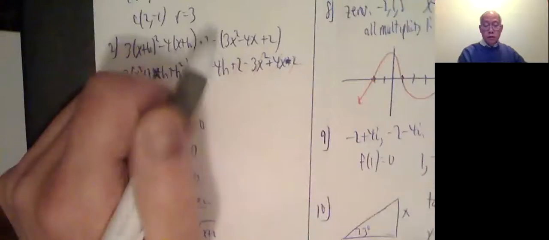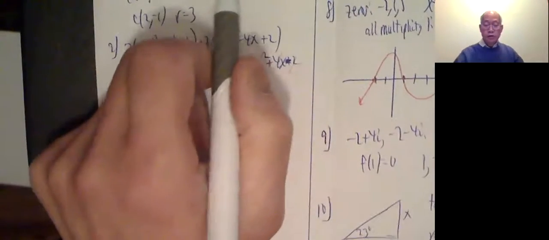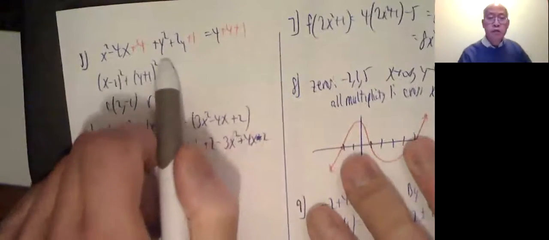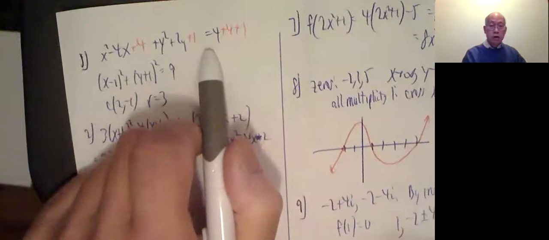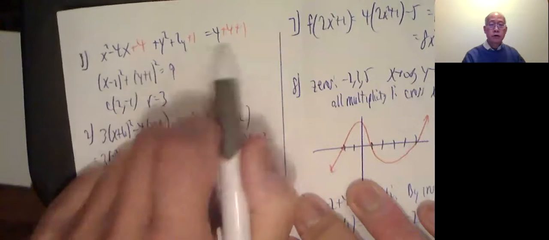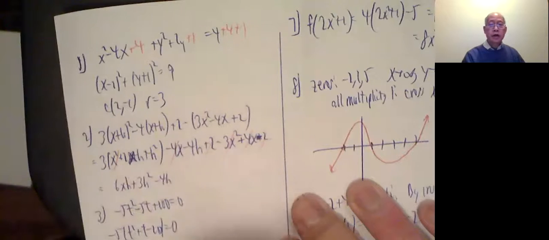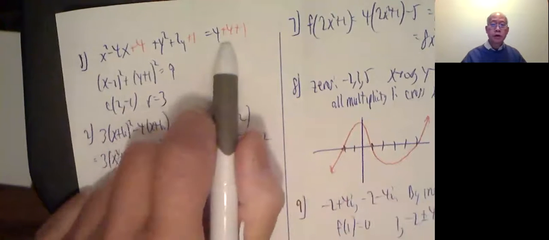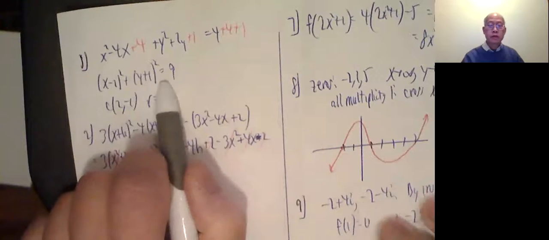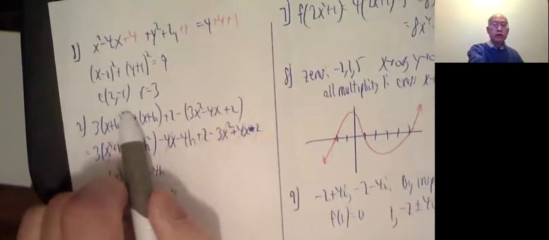Okay, number one, the constant of -4 gets moved over to the right-hand side. So x squared minus 4x plus y squared plus 2y equals 4. Complete the square. Half of -4 is -2, squared is 4, add 4 to both sides. Half of 2 is 1, squared is 1, add 1 to both sides. (x minus 2) squared plus (y plus 1) squared equals 9. So the center is (2, -1), radius of 3.